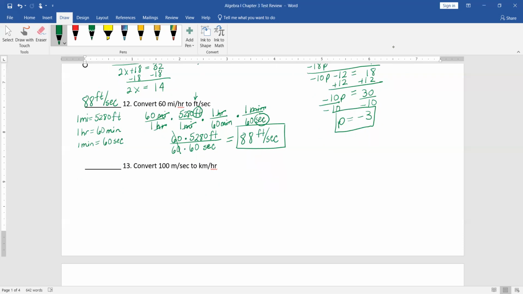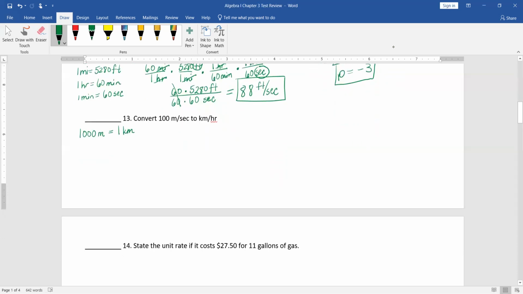If we're going from meters to kilometers, then we know that 1,000 meters exists in 1 kilometer. Hopefully you remember those from arithmetic. That's pretty much all we need for meters to kilometers, so we have one unit multiplier for that. If we go from seconds to hours, we have 2. We know that 60 seconds equals 1 minute, and we know that 60 minutes equals 1 hour. So we have all of our unit multipliers here.